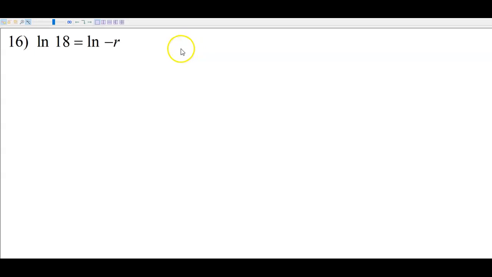All right, here's another one for you guys. I don't like the way this is written because it makes it look like it says ln minus r, and that's not what it says. Because you guys have to understand, ln is not a number. e is a number, but ln is not. ln is more like an operation. It's like addition or subtraction. So we're not subtracting a number from ln. That's not possible. What this means is we're taking the natural log of negative r.